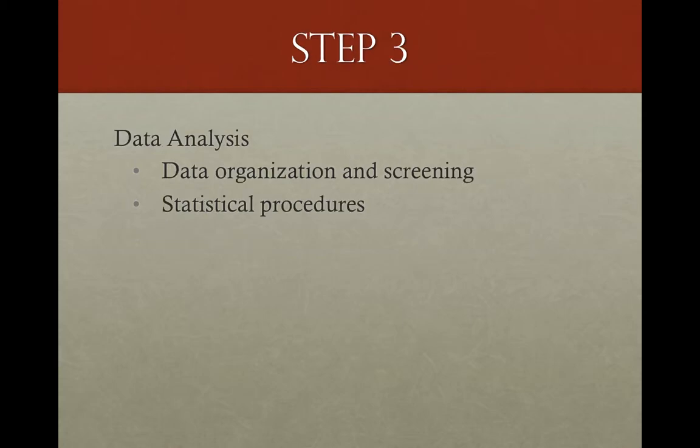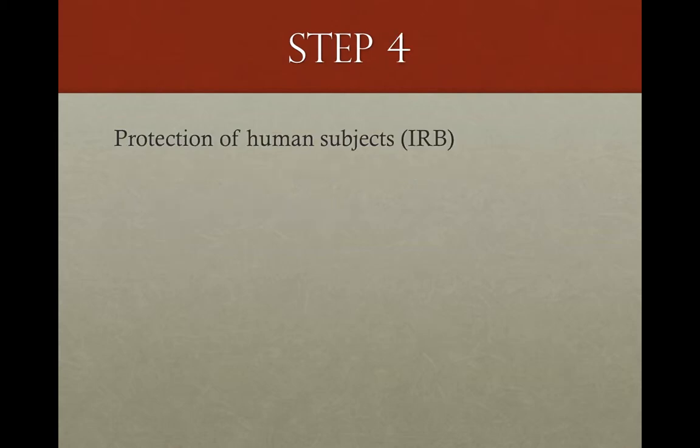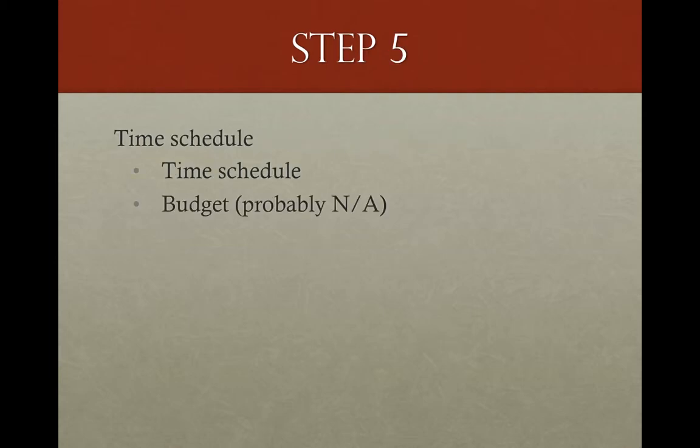Step number three, data analysis. This is kind of the fun part for those of us who are quantitatively inclined, if you will. Talk about the data organization, how you're going to screen your data, and what statistical procedures you're going to use. Step number four, protection of human subjects. You've got to get IRB clearance. Step number five, I want a time schedule.